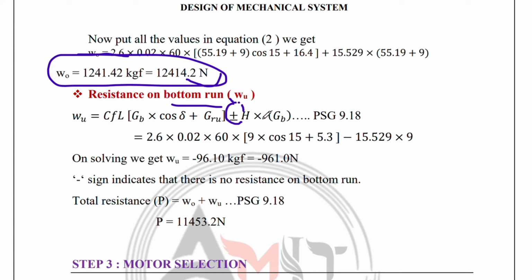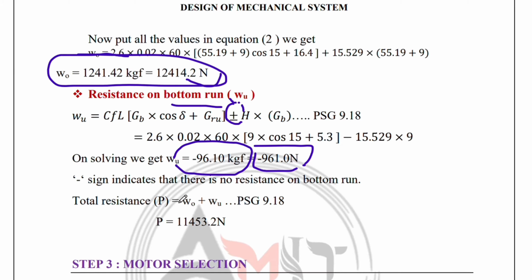Put the value here, GB value again 9. Put all the values and solve it. You will get the resistance on bottom run. So value will be minus 96.10 kgf, which is converted into Newton, which will be minus 961 Newton. Okay, and this negative sign indicates that there is no resistance on the bottom run.